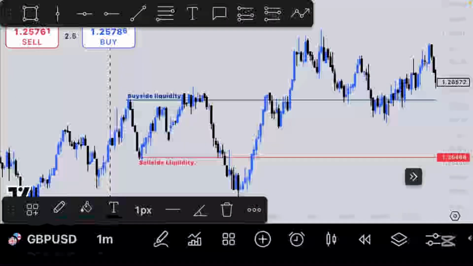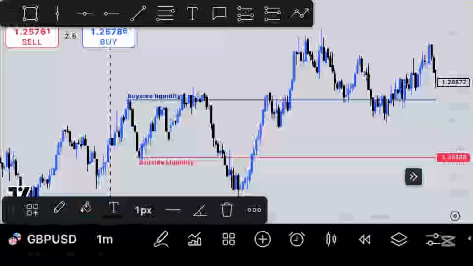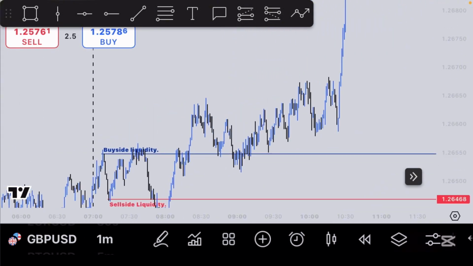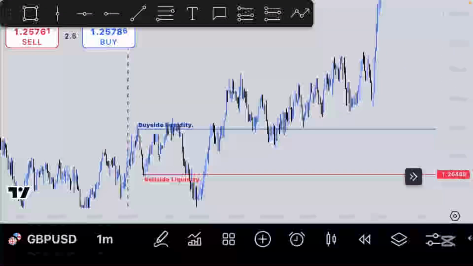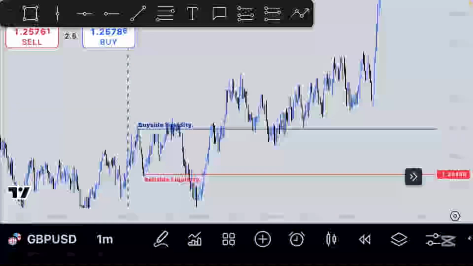I'll be dropping some of my live reviews on this particular model which I just showed you right here, so you can see how price moves. So I'll be dropping the reviews. I'll create a playlist for those executions and how you can see the model is painting out.